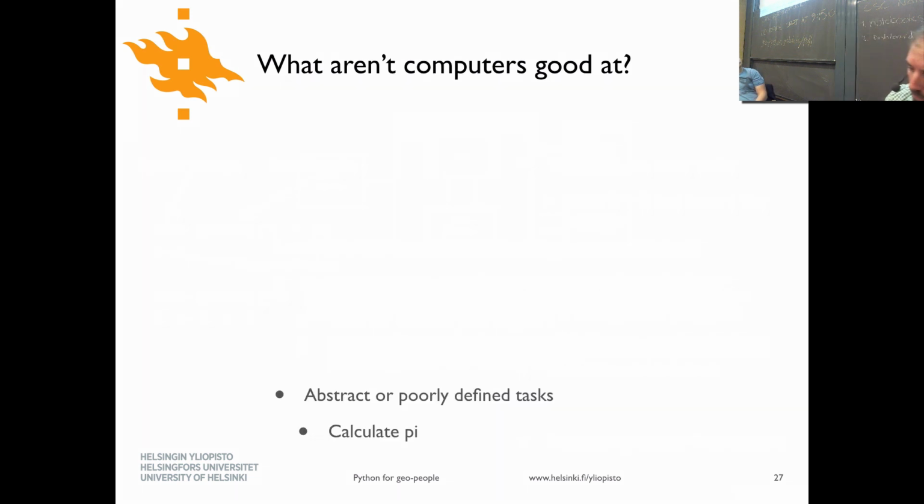Now, computers aren't so good at abstract tasks, or at least maybe they're getting better at dealing with abstract tasks. But if you don't tell the computer how to do something, generally speaking, it won't work well for you. So you might say, hey, calculate the value of pi for me, computer. And if you don't give it a program that tells it how to calculate the value of pi, it won't be able to do that.